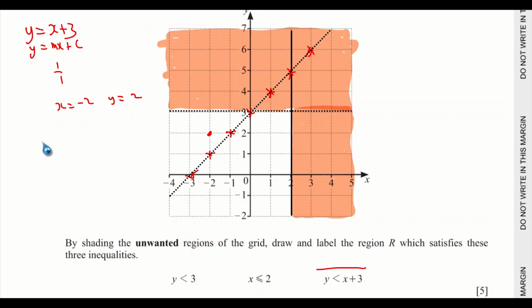Now let's see whether this would be true or false. y, which is 2 now, is less than x, which is -2, plus 3. So this is 2 less than 1. Okay, so this is false. 2 is not less than 1. So that means this side is the unwanted area, and the other side is the wanted area for this line. So I can easily shade the unwanted side now. It's going to be this side. Let's shade this gently, like this.